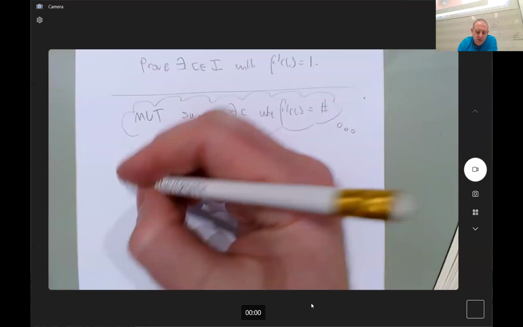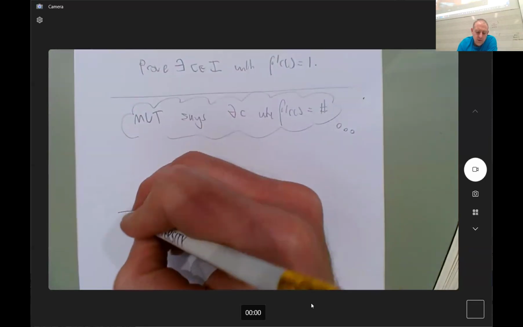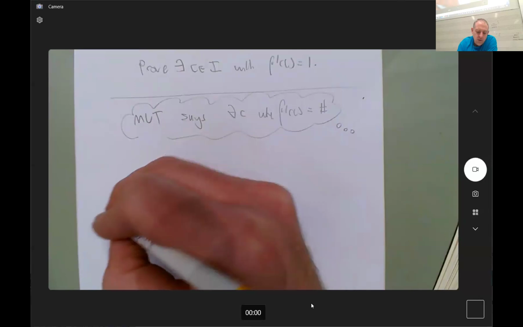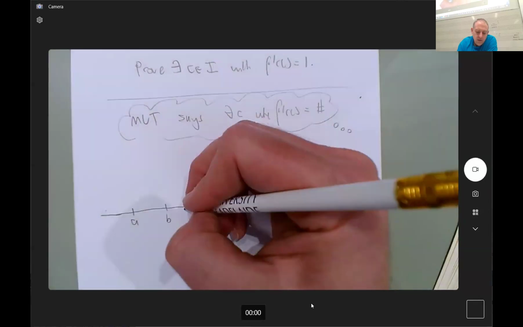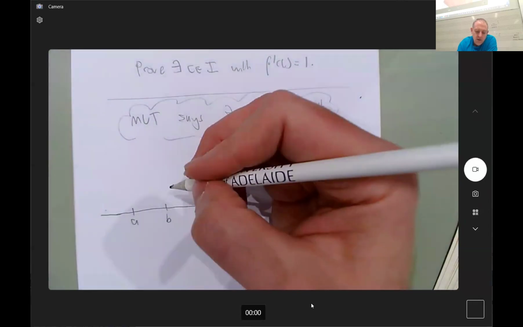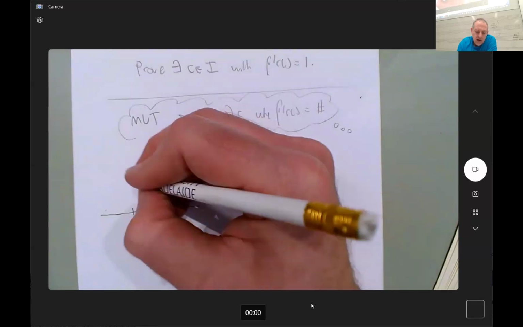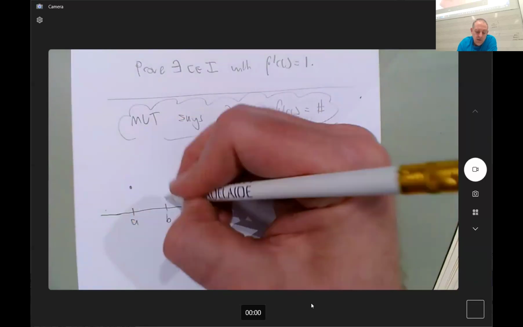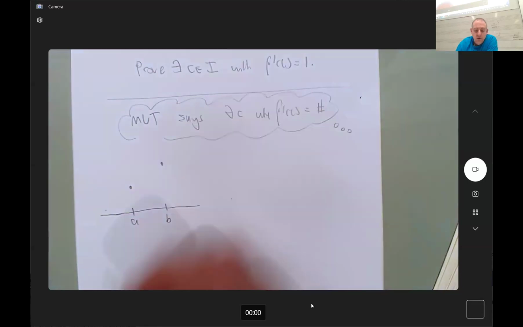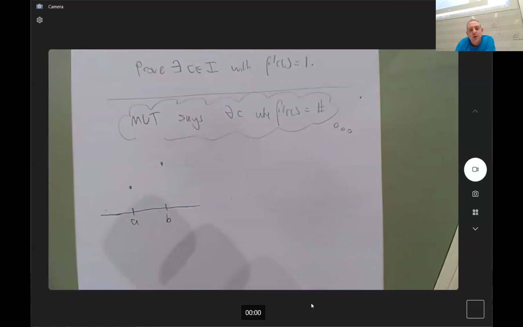I'm going to just draw a picture of said interval. Here's A, here's B. They're both in I, but I don't really care where I is, so I reckon. And f of A is A, and f of B is B. So I think we should probably start by saying we're just going to assume that B is more than A, because otherwise we can just switch which one's called A and which one's called B.